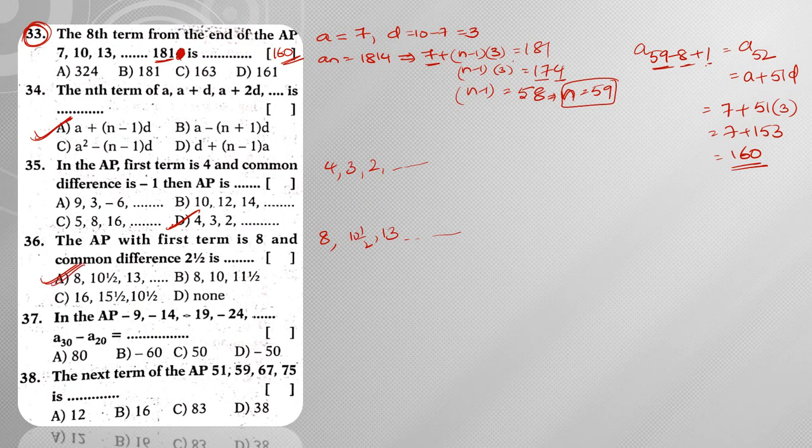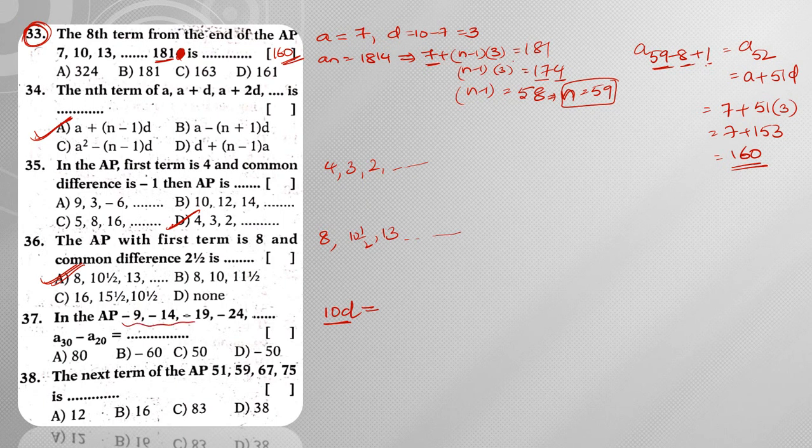Next, A30 minus A20 is asked. So A30 minus A20 can simply be written as 10D, because A30 means A plus 29D and A20 means A plus 19D. So when I do the subtraction, I will be left with 10D. So if you find the value of 10D, that's okay.